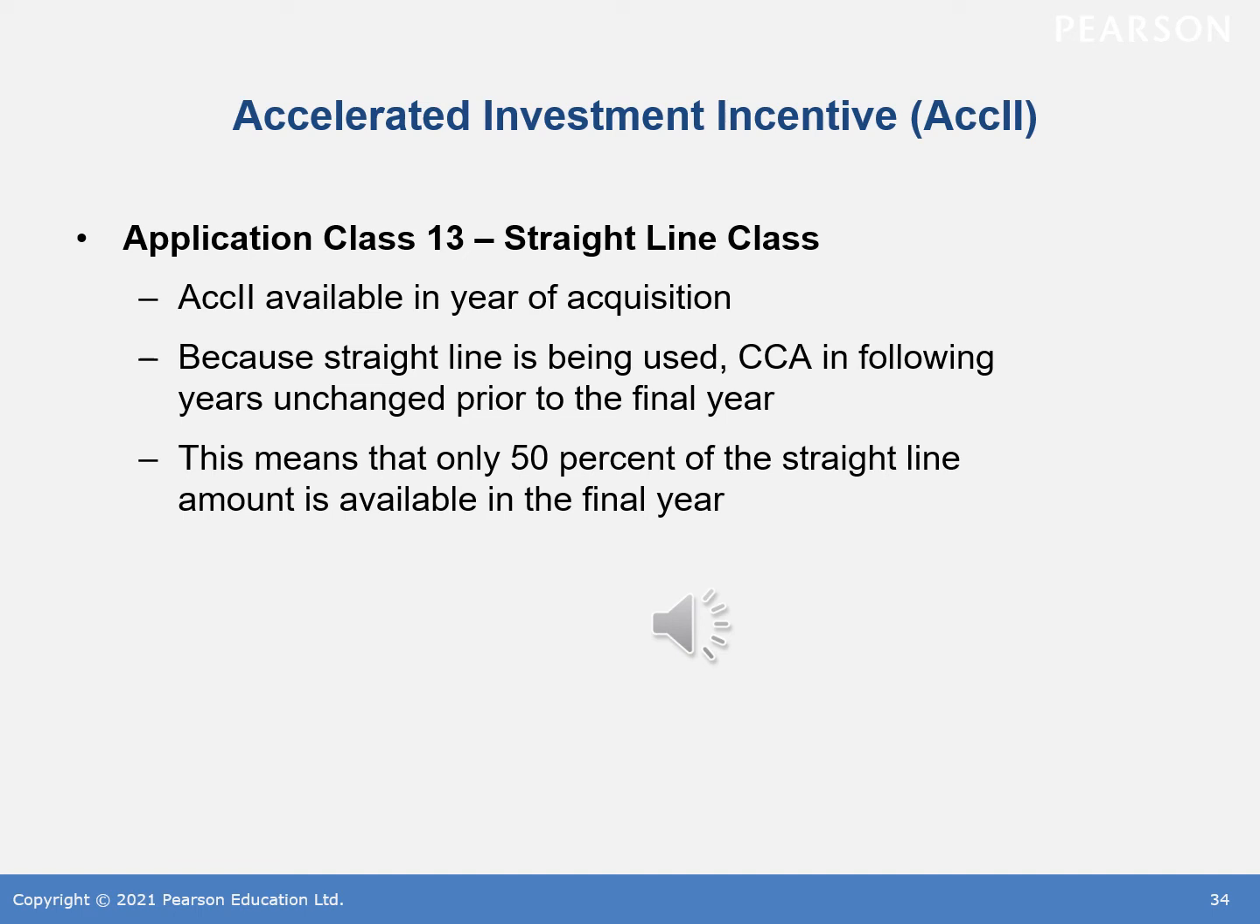Class 13 being a straight line class, the accelerated investment incentive is available to be applied. And because it's straight line, the first year would have a 50% increase in the amount of CCA able to be taken. However, in the final year of that leasehold improvement, it would be reduced by that 50%. So again, over the life of that asset, that leasehold improvement, the CCA would be the same. You're just taking basically half of the final year and writing it off in the first year. If you want to see a little additional examples, see page 214.